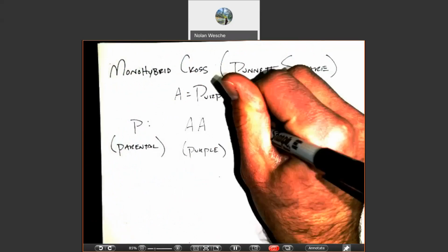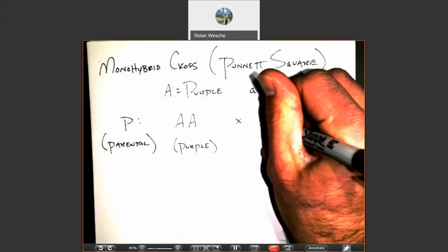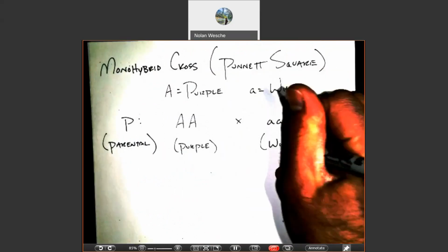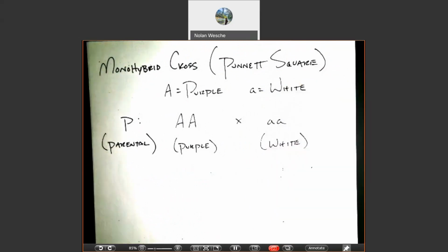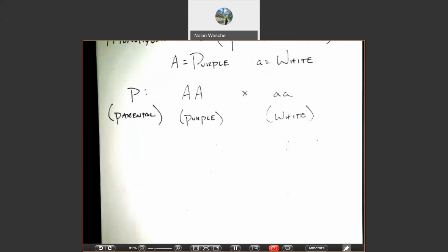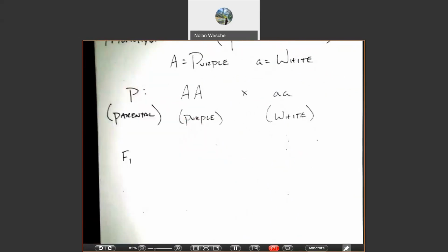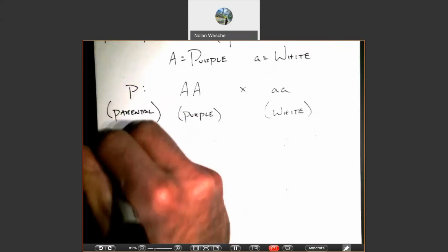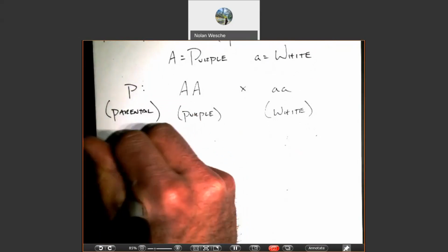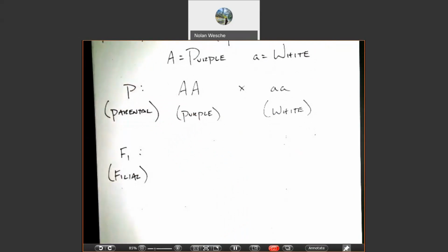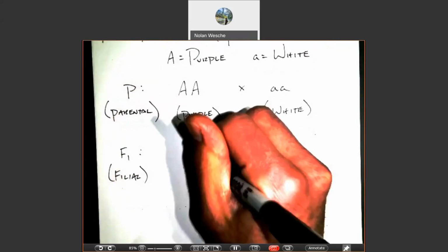And we're going to cross that with a white. And again, they're homozygous dominant and homozygous recessive. So this is our parental generation. And what we want to do then is breed those, and we're going to come up with what's called an F1. An F1, F stands for filial. And this is where we start setting up Punnett squares.